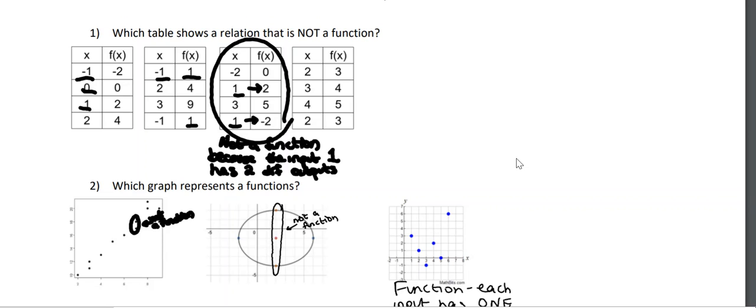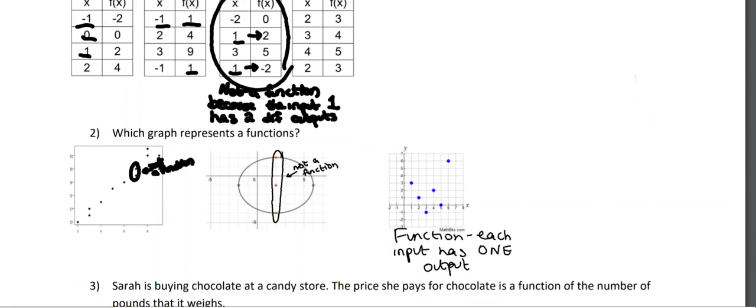So I circled the third one, and I wrote that it's not a function because the input of 1 has 2 different outputs. If you look at the first table, you see the input of -1, then 0, then 1, then 2. Each input is only there once, so each input has 1 output. The next table has input of -1, input of -1 again, but they both have the same output, so it's still a function. The third table has 2 of the same input, 1 and 1, with 2 different outputs, so that's why it is not a function.